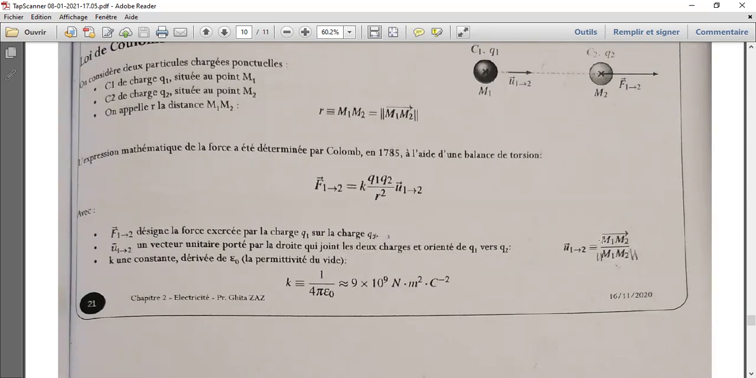The vector 1 to 2, u1 to 2, which shows the direction, is equal to the vector of the distance, which is M1 M2, and the module of the distance, which is M1 M2. So this one is a formula which you have to know, and you understand it better when we start doing some questions. That's when you understand it better. I don't know if there are any questions here.